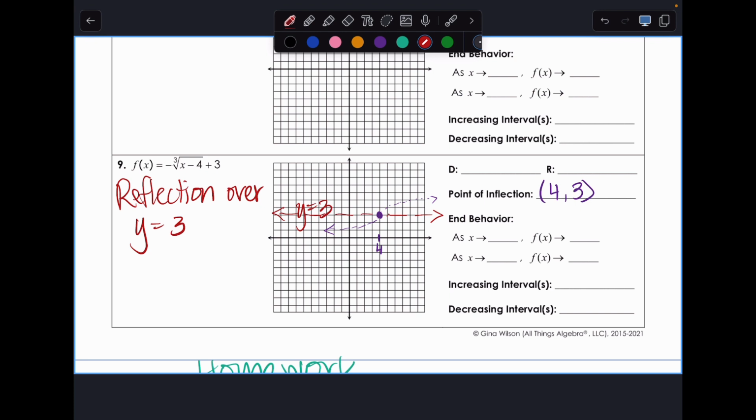Does that make sense? It's not over the x-axis, because if it was over the x-axis, you would be down here and reflecting like this and like that. That would be the mirror image, right? Does that make sense? It's not that. It's going to be right over the point of inflection. So we have to reflect over y equals 3, not y equals 0, which is where the x-axis is.